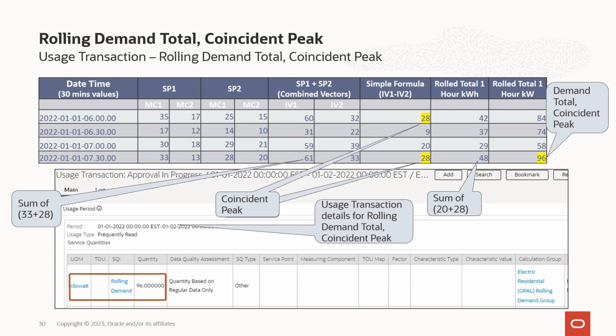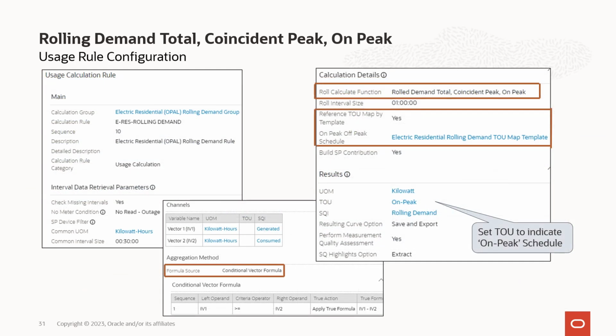In this example, there are two coincident peak values. In this situation, the system will select the highest value of roll total 1 over kW as final value. Rolling demand total coincident peak on peak determines the total rolling demand based on coincident peak value during on peak hours of all summarized measuring components.